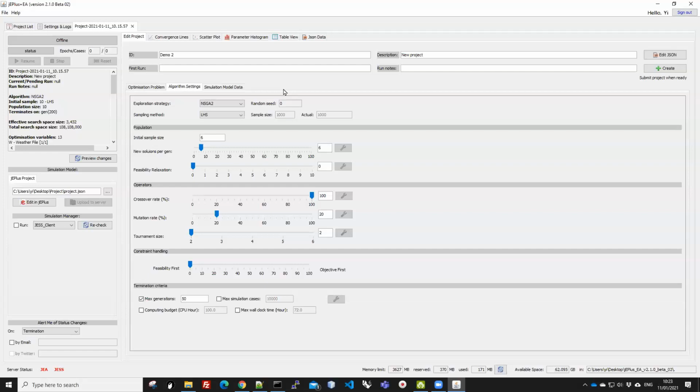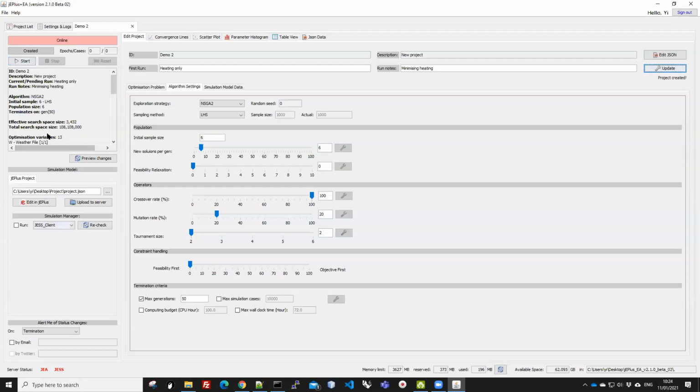Now, I'll name the first run as heating only, and give some note, say minimizing. And I think that's all I need to do for setting up this run. So now I can click on the create button. This should create a project for me, and I can see the status of the project has changed to online, and we now have a start button.